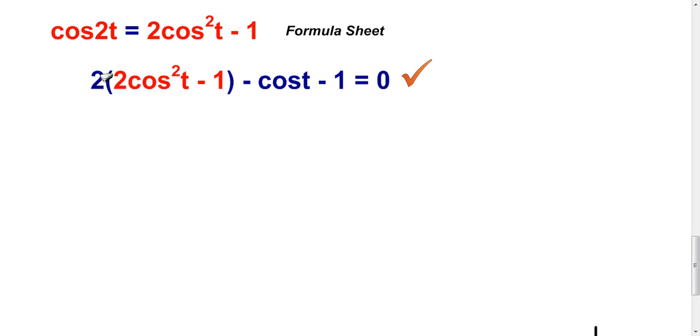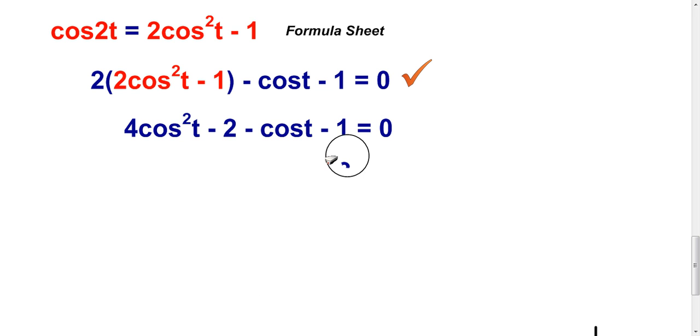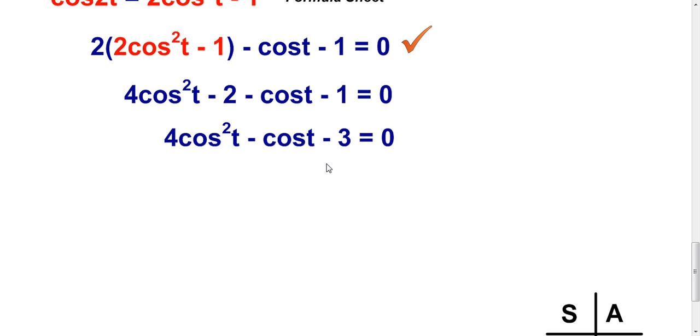Multiply the brackets, so you're going to get a 4 there, and then a minus 2. So 4 cos squared t minus 2, and then the rest stays the same. I'm then going to keep the squares at the front, put the cos t in the middle, and I'm going to take away the 2 and the negative 1 to get minus 3. So I'm going to leave it like that. At this point, what you're looking to do is factorise. So you want to factorise this into double brackets.